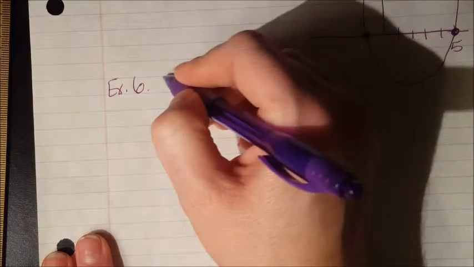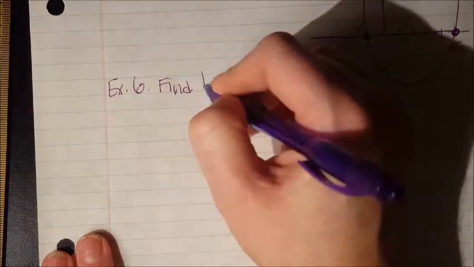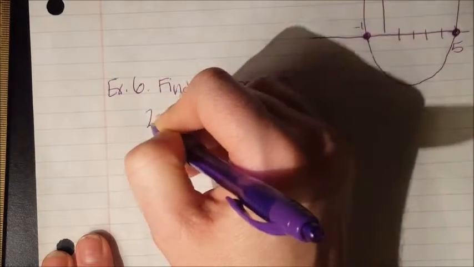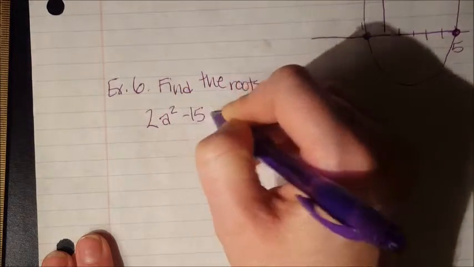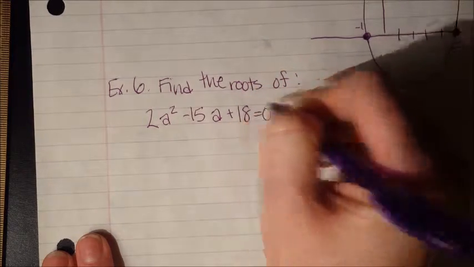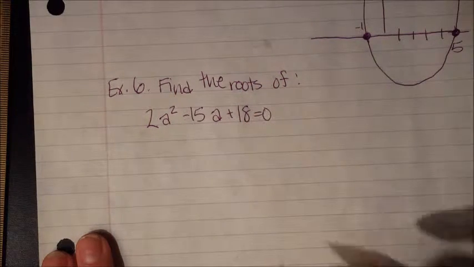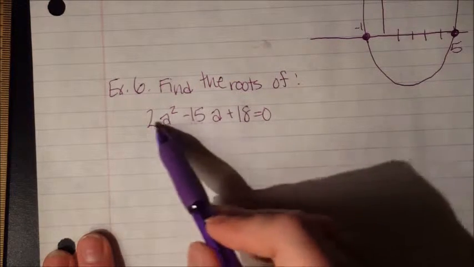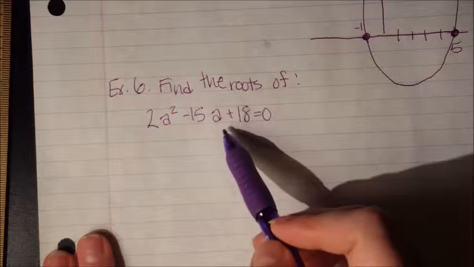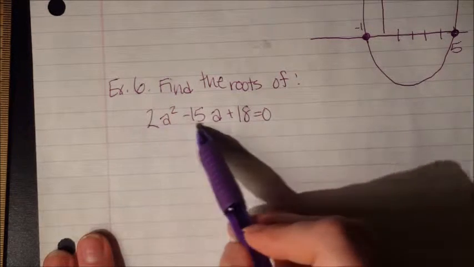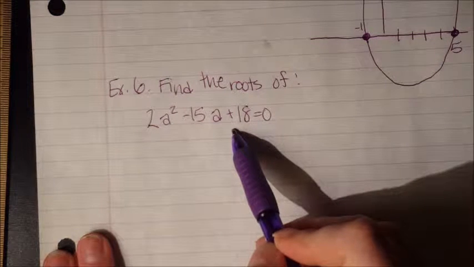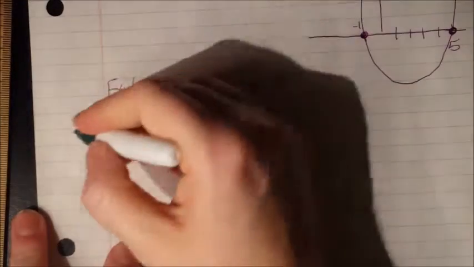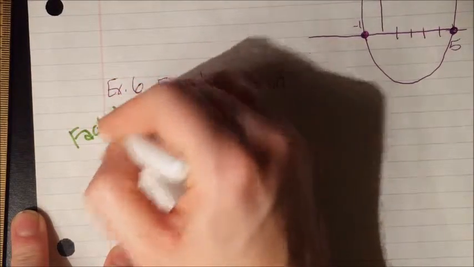Okay, the very last problem. Example 6. Find the roots of 2a squared minus 15a plus 18 equals 0. This is different than our problems previously. Our other problems that were in standard form only had 2 terms. How do we solve when there are 3 terms? The answer is factor.